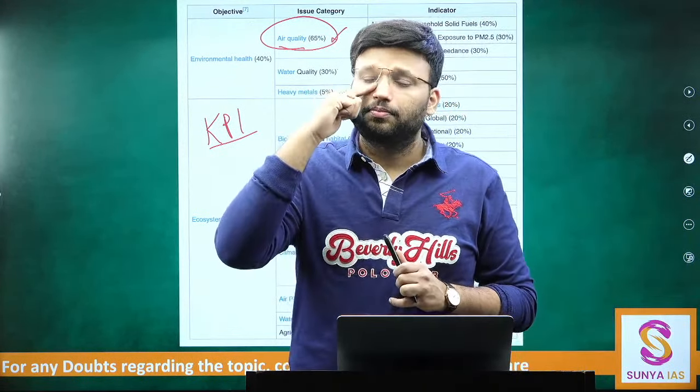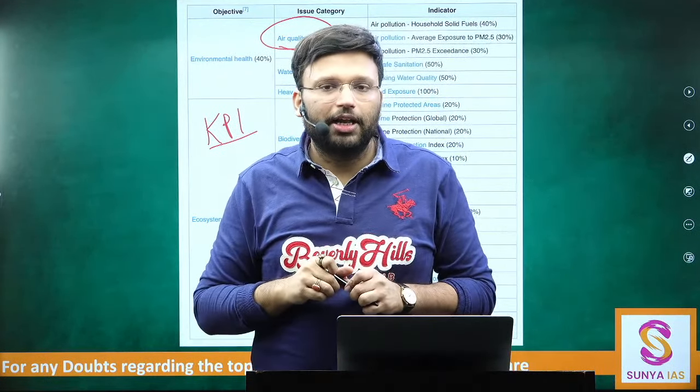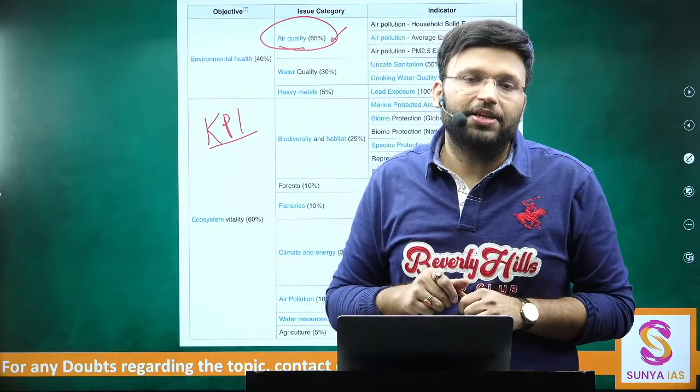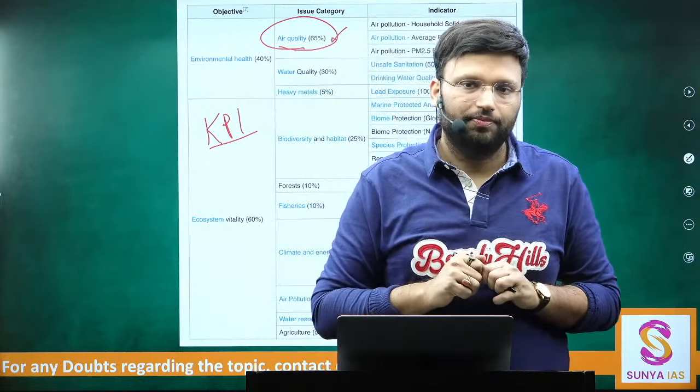So we are seeing how air quality is poor in India. Reason being stubble burning. Reason being vehicular emissions. Reason being emissions from industries, and how there is no mitigation for it. Right.